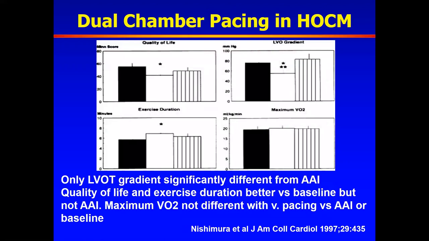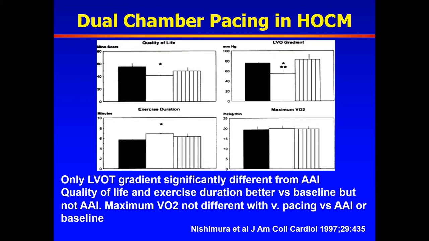Dual chamber pacing was once thought of as a treatment for this disease, led by Dr. Lama Fananapazir from the NIH, to the extent that they reported not just improvement in symptoms and gradients, but also reverse remodeling, with the thicker ventricles becoming less thick. There were two randomized trials, one from the Mayo Clinic that I'm showing here and another trial led by Barry Maron called Empathy. Both had the same findings.